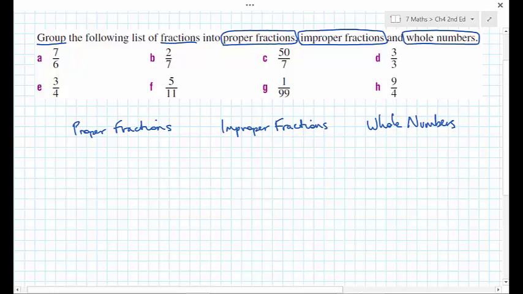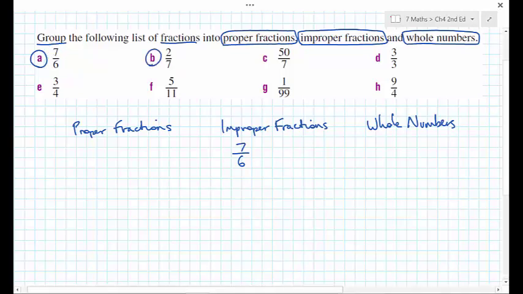So if we look at A, we think, okay, well, an improper fraction is where my numerator is bigger than my denominator. Okay, so that there is an improper fraction. Okay, so my improper fraction here belongs over here, so 7 over 6 is an improper fraction.